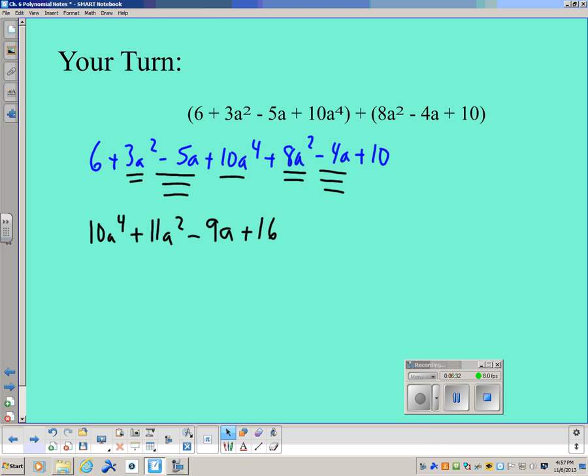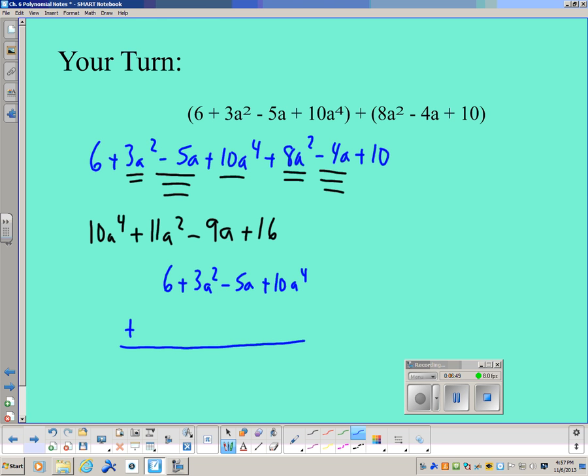If, on the other hand, you decide, I really kind of like this vertical method, if I were to do that one, I'm just going to write the first one in parentheses all by itself. And then I'm going to take the other one and put it right underneath it. But as I do it, I'm going to line up the terms. So 8a squared is going to go underneath the 3a squared. A minus 4a is going to go underneath the minus 5a. And then plus 10 is going to go underneath the 6.